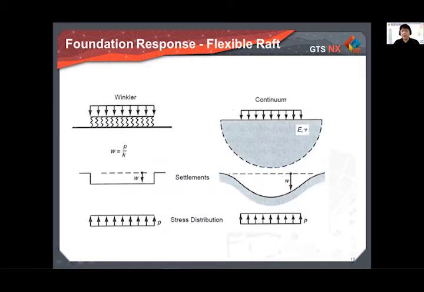Now, in the case of the flexible raft, on the left-hand side, you have the case of the single set of springs, which gives you uniform settlement and uniform stress distribution. However, elastic theory shows that the stress distribution under the raft is going to be constant, as in the previous case, but the settlements are going to vary. The highest settlements occur at the center of the raft and the smallest settlement occurs at the edge. Again, based on the definition of the Winkler springs, you will expect higher springs at the edge and the lowest at the center.